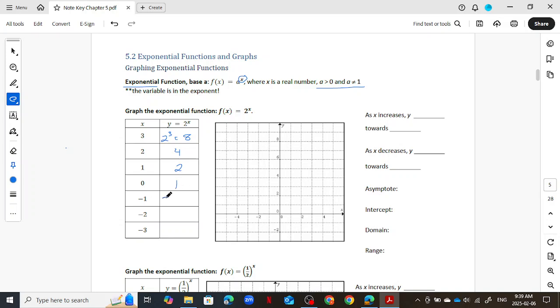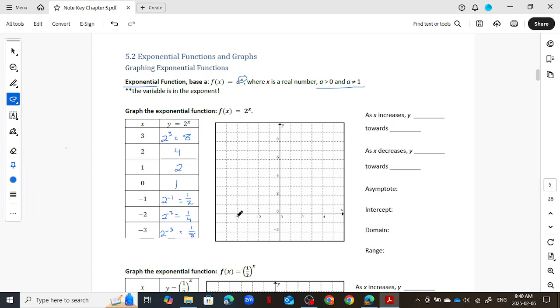Then we've got 2 to the negative 1. Now, remember anytime you have a negative exponent, you're in the wrong place. So we're going to do it as 1 over 2 to the 1. So it's going to be 1/2, which is going to make this 2 to the negative 2. So 1 over 2 to the 2, or 1/4. And then we have 2 to the negative 3. So 1 over 2 to the 3, which would be 1 over 8.